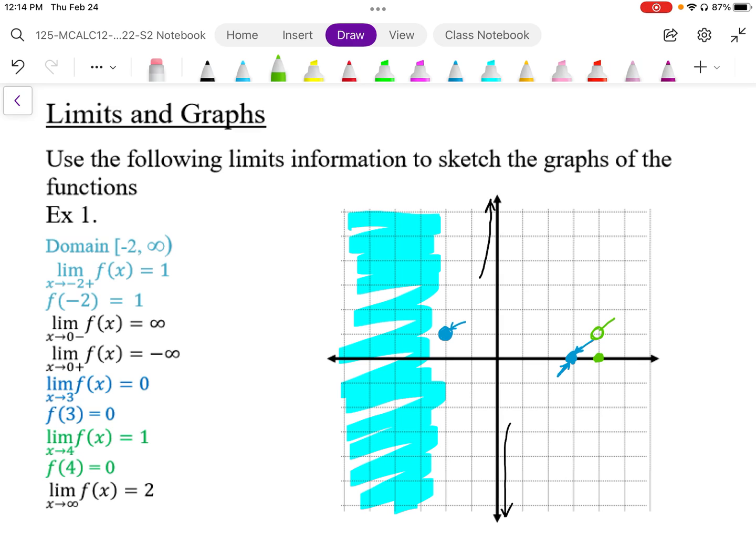And then lastly, as x approaches infinity, we are headed towards a horizontal asymptote. So it looks like there's a horizontal asymptote there.